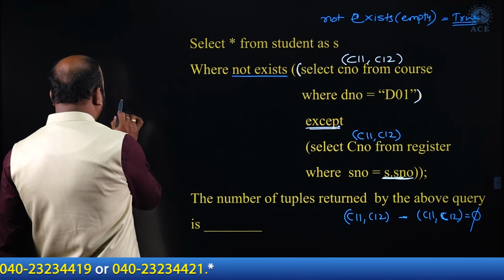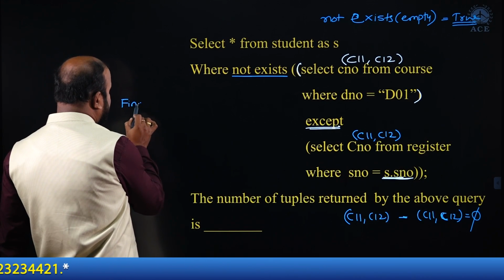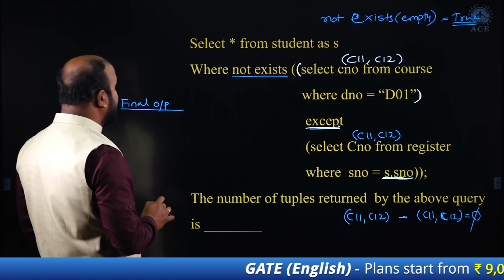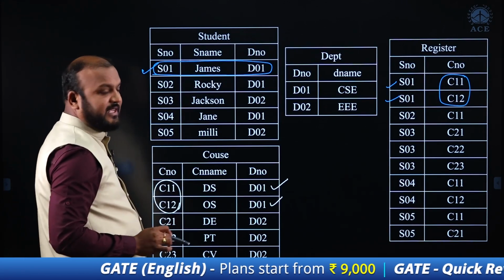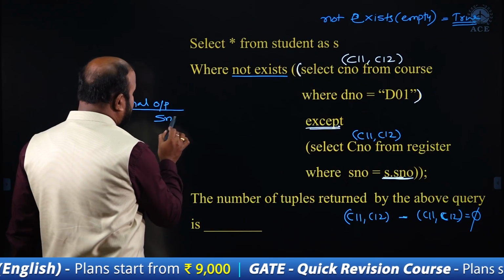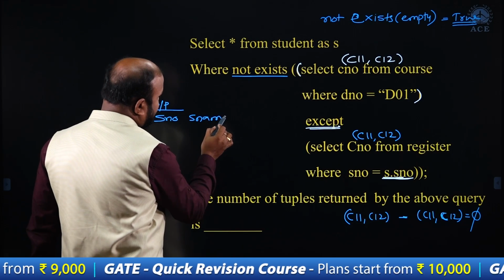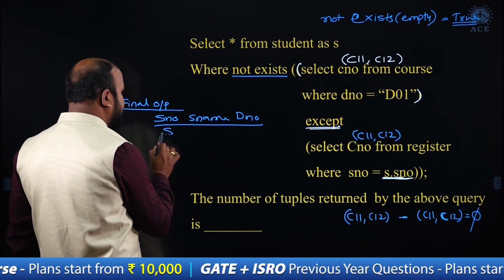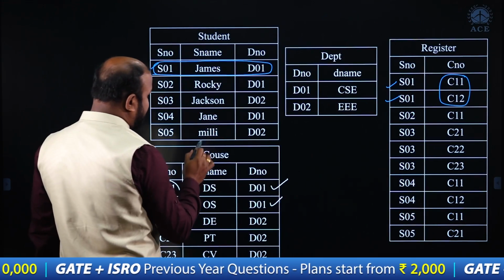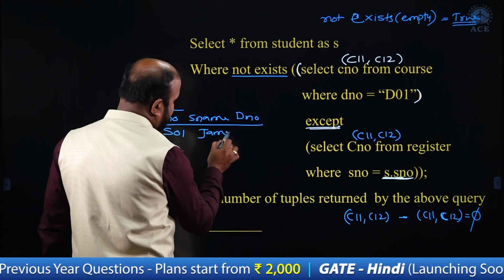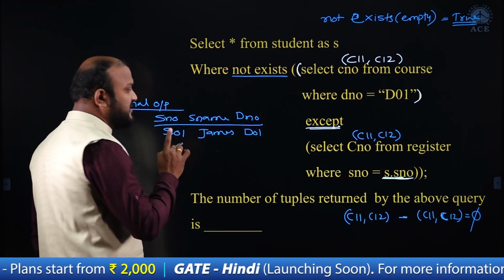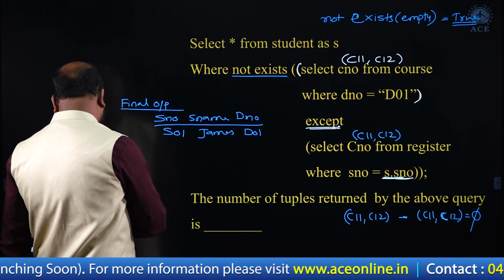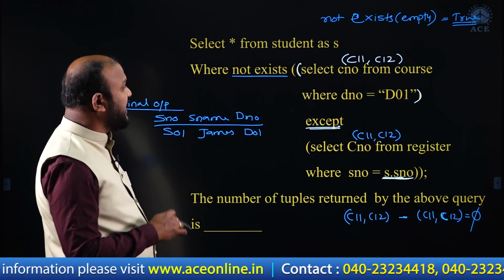So, the final output, here I am writing final output. Now, the final output should contain the details of the student. What are the details of the student? S number, S name and D number. What will be the S number, S name and D number? S01, James, D01. This is there in the final output, and this is for the first row. Now, similarly, it requires checking the same conditions for every row.